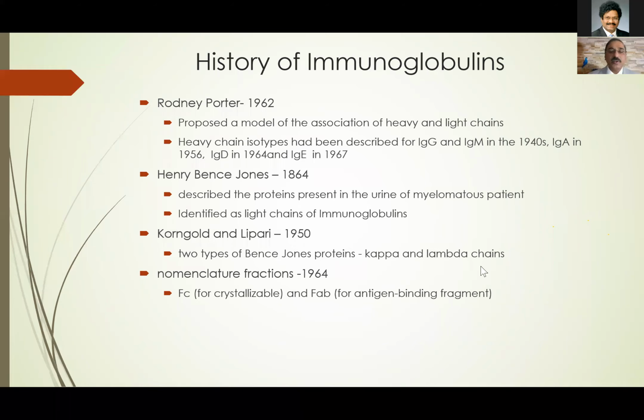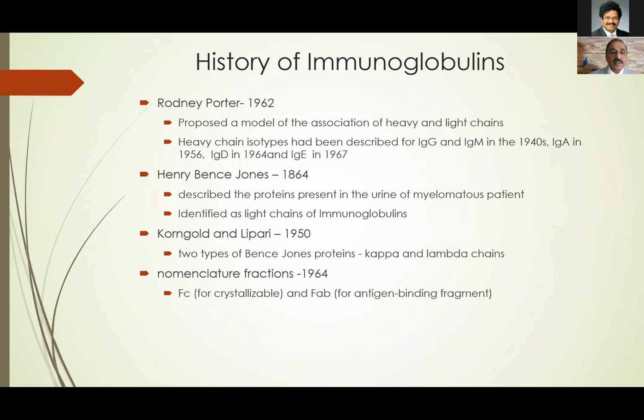We also know there are particles called Bence-Jones proteins, which Dr. Henry Bence-Jones in 1864 identified as proteins present in the cells of myelomatous patients. These were later found to be the light chains, and they were named Bence-Jones proteins after him. There are two types of Bence-Jones proteins, which we all know as kappa and lambda. So those became the light chain names: kappa chain and lambda chain.